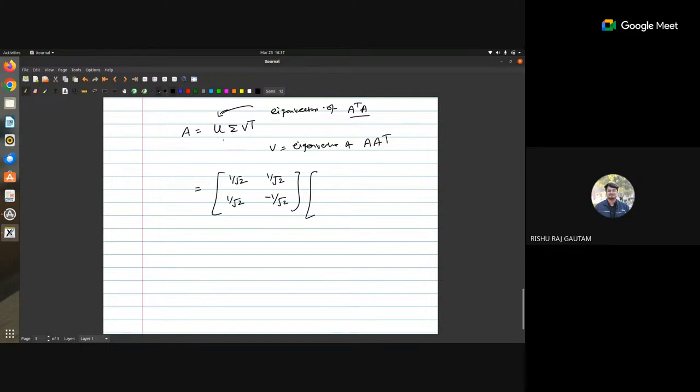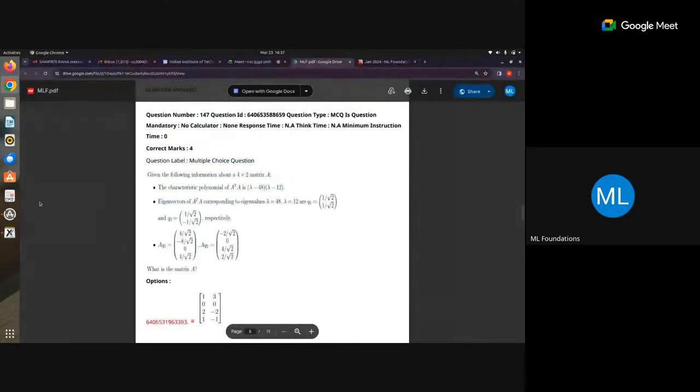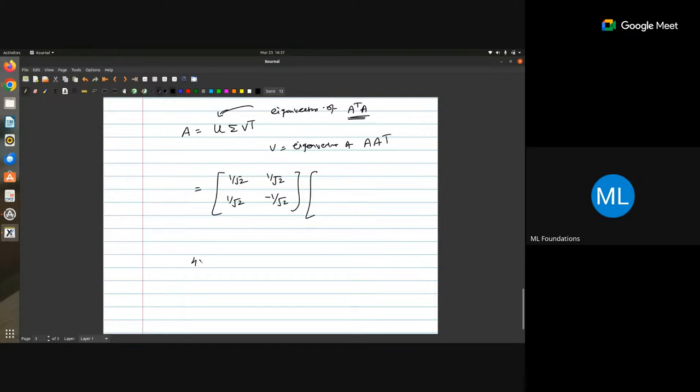One more thing. If A is a 4x2 matrix, what are the dimensions of A transpose A? It will be 2 cross 4 times 4 cross 2, so 2 cross 2. But what are the dimensions of A A transpose? 4 cross 4, right? So what will be the dimensions of sigma here? It should be 4 by 2. The 2 by 2 comes on the right side. Yes, that's what I told you.